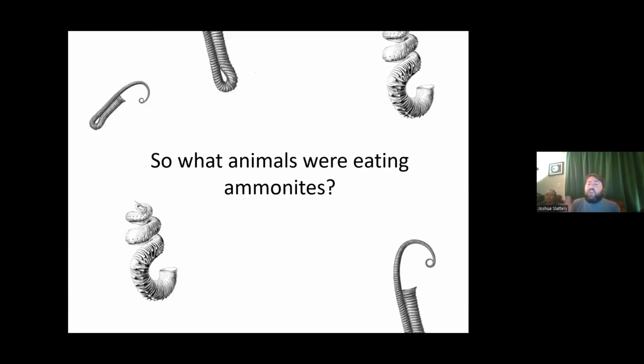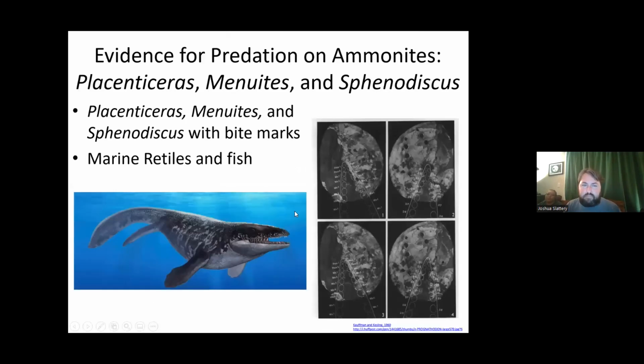So now that we've talked about what ammonoids were, where they lived and what they ate, let's talk about what was eating the ammonoids. So this is a key thing. And we have a lot of evidence of what was eating them based on evidence from predation. The planospiral ammonoids, these Ammonitina, the Placenticeratidae, things like Menuites and Sphenodiscids, they all show evidence of predation.